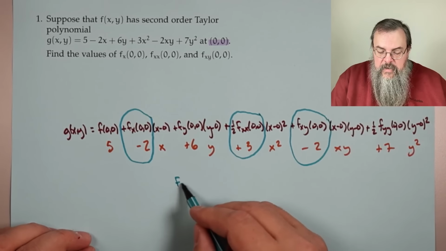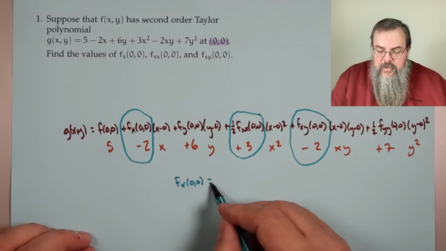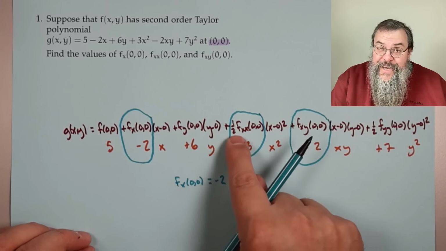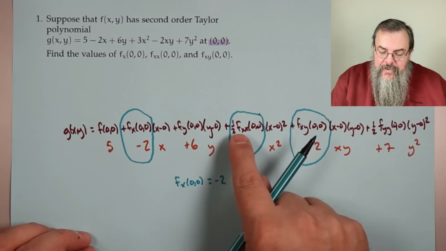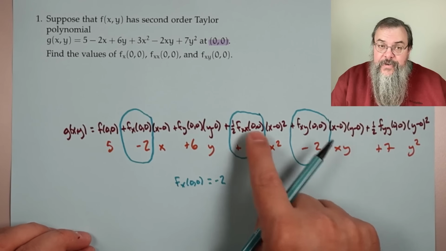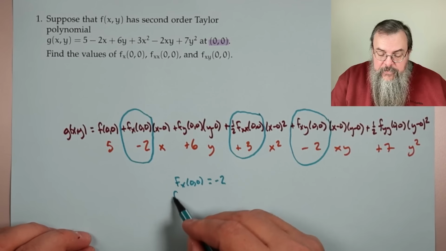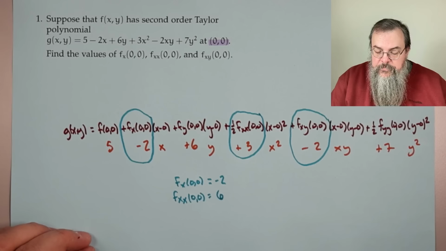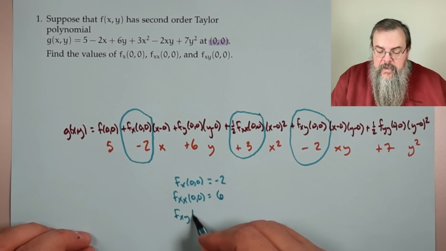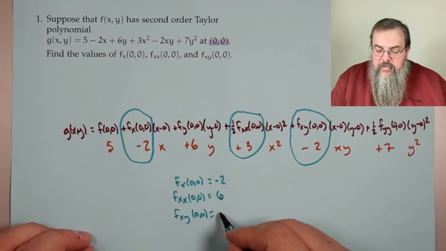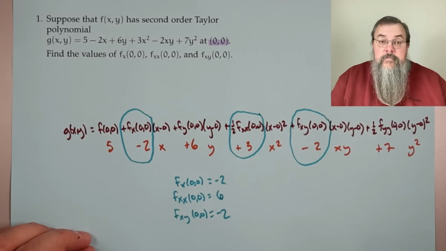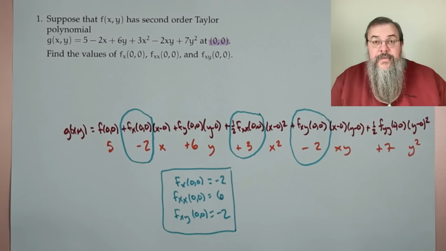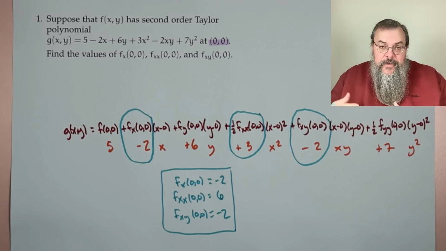So in particular, fx at 0, 0 is negative 2. Now for fxx, remember there's this factor of a half, so don't forget that. So a half fxx at 0, 0 is 3. So fxx at 0, 0 is 3 times 2, which makes 6. And fxy at 0, 0 is, again, negative 2. And we're done. So this problem tests us on, do we know what the second-order Taylor polynomial is?